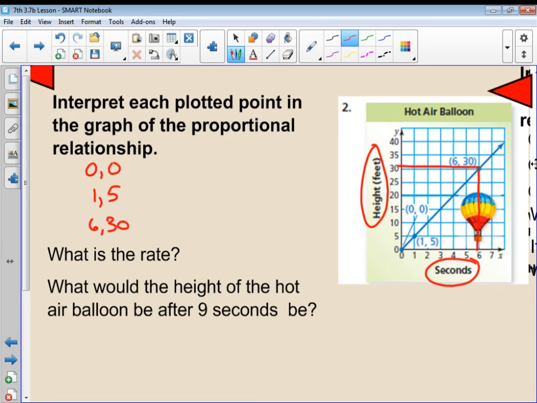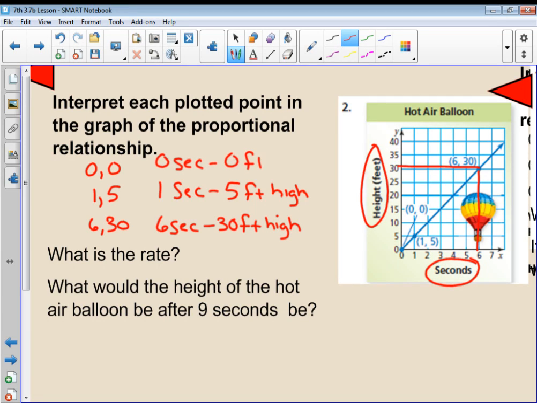So here at 6 seconds, I'm 30 feet high. Okay, so then that means here at 1 second, I am 5 feet high. Oops, and then I spelled height, not even spelling it right. And then here, this would be 0 seconds, would be 0 feet high. So I'm on the ground.